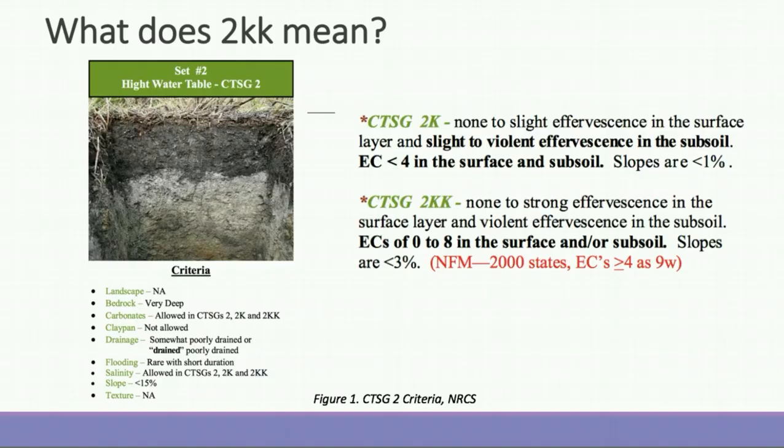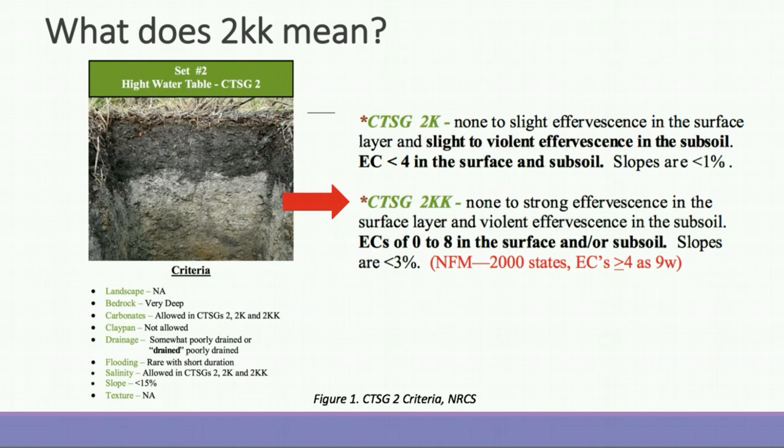So what does 2KK mean? If we take a look at the NRCS field guide, we see that the number 2 tells us that the soils have high water tables. We can then look through the criteria below for more detail. We see that these soils have bedrock that is very deep, the drainage is somewhat poorly drained or poorly drained, and we have carbonates and salinity present in the soils.